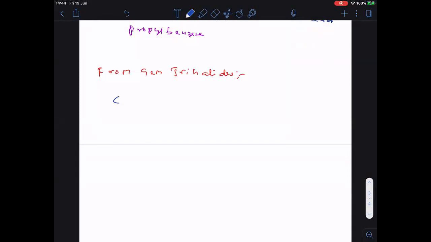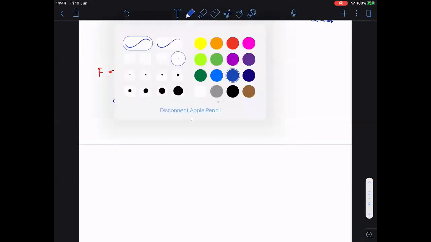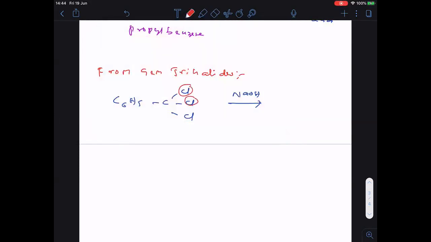How to see a gem trihalide? C6H5CCl3, trihalide. That means three halogens should be bonded to the same carbon atom. It is a gem trihalide. When this is treated with NaOH, all three halogen atoms are replaced by OH minus ions. This is said to be SN, that means nucleophilic substitution reaction. Clear? All three halogen atoms are substituted by OH minus ions.